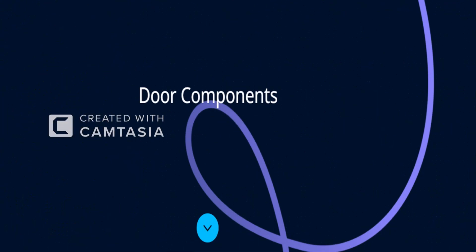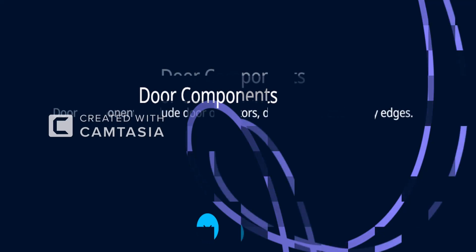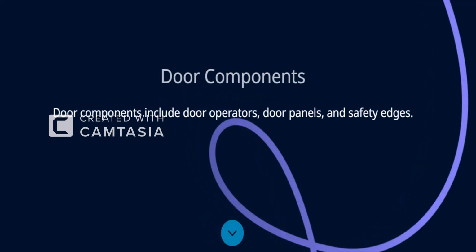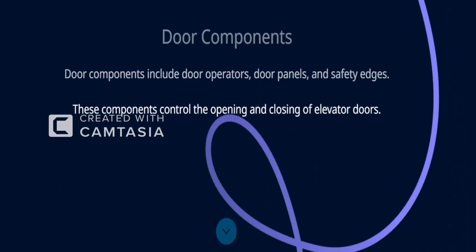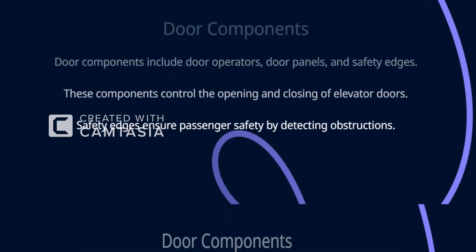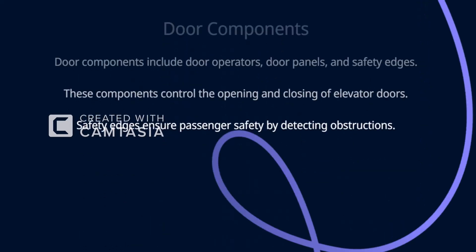Door components. The door components play a crucial role in passenger safety and convenience. These include door operators. These are the motors and systems that automatically open and close the doors. Door panels. These are the physical doors that passengers see, made of materials strong enough to withstand daily use. Safety edges. These sensors detect obstructions in the door's path, ensuring the doors don't close on passengers. These components are vital to ensuring that the elevator doors operate safely and efficiently.